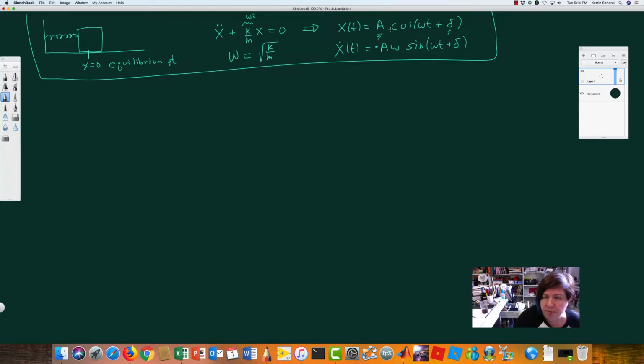Remember, there's several forms, but I'm going to use this one with the cosine with a constant out in front and a delta. And then the derivative I've also taken here, which we're going to need for our initial conditions, with a minus sign out here for taking the derivative.